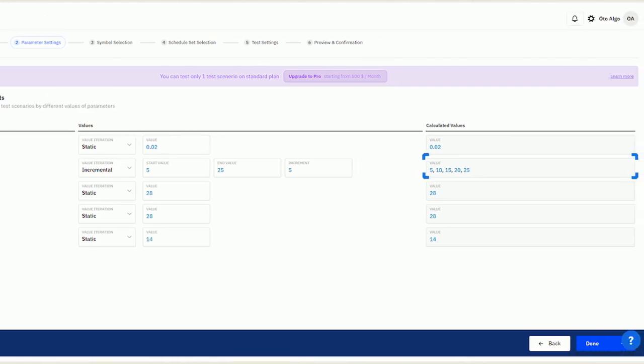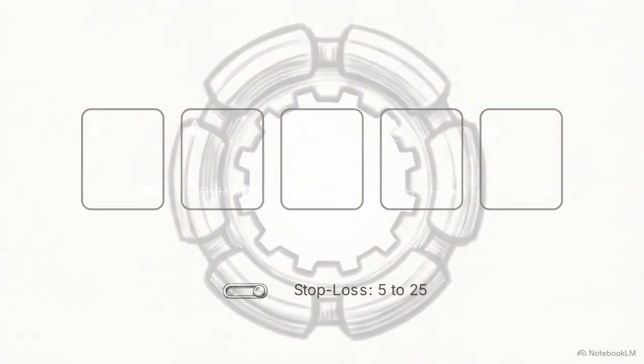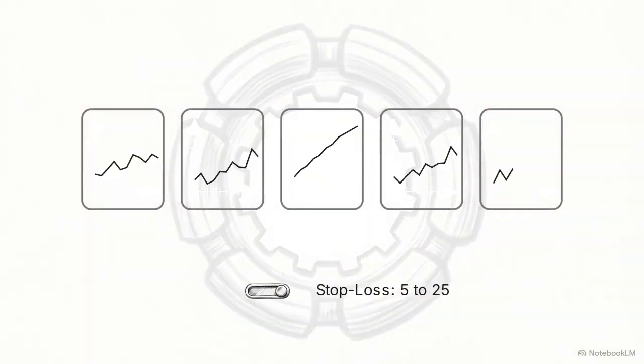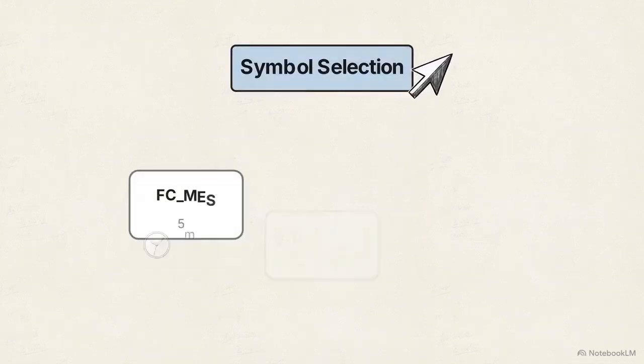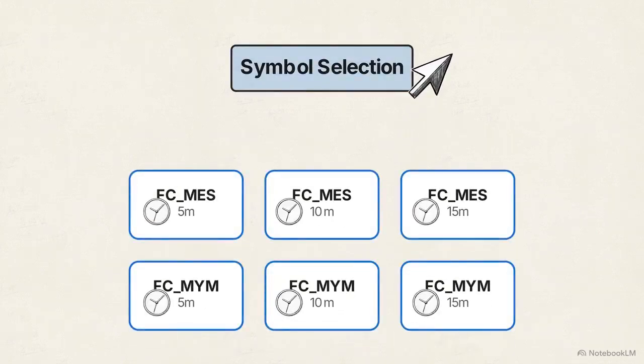Notice the calculated values column. Setting an increment of 5 between 5 and 25 automatically generates 5 distinct testing scenarios. This automated parameter iteration does the heavy lifting. Instead of running dozens of individual tests by hand, the system tests all possible combinations at once to find the mathematical optimal setup. With parameters set, proceed to the symbol selection step.